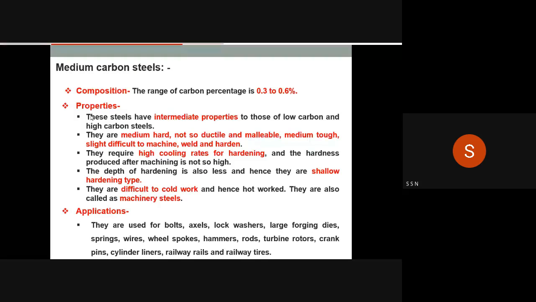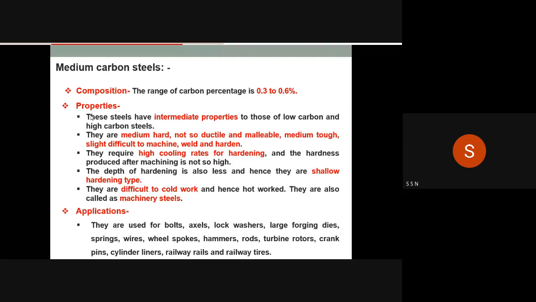they are hot worked. In low carbon steel, we have seen that they can be cold worked. That means at room temperature they can be rolled and converted into useful applications. But in medium carbon steel, it is difficult to cold work. That's why we are doing hot working processes. They can also be called machinery steel.